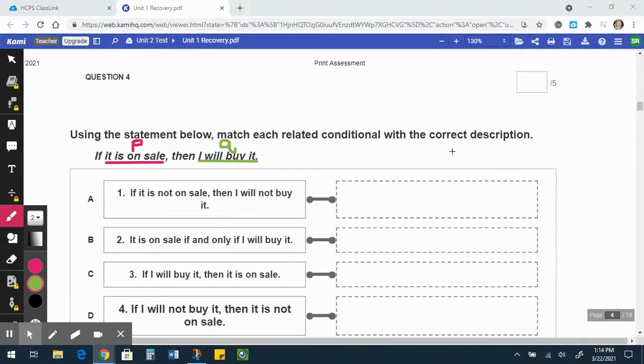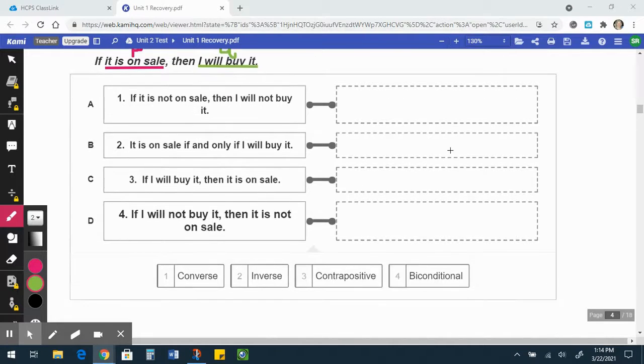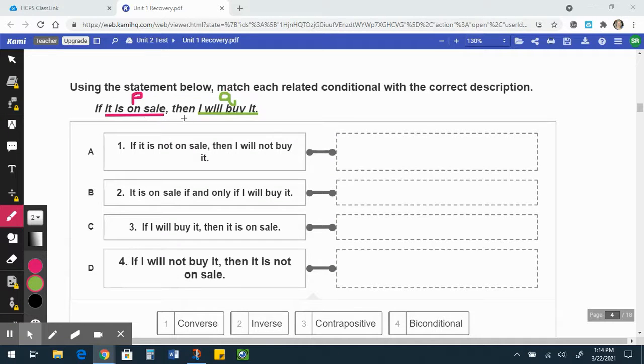Question 4. Using the statement below, match each related conditional with the correct description. If it is on sale, then I will buy it. The phrase, it is on sale, is P, the hypothesis. I will buy it is Q, the conclusion.